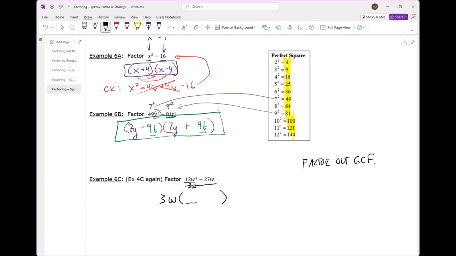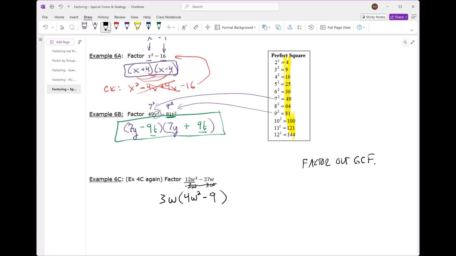12w cubed, I know that 4 times 3 will be 12, and I know that w times w squared will be w cubed. Now if I divide by 3w here, I know I'm going to have a minus, and that's going to be 9.